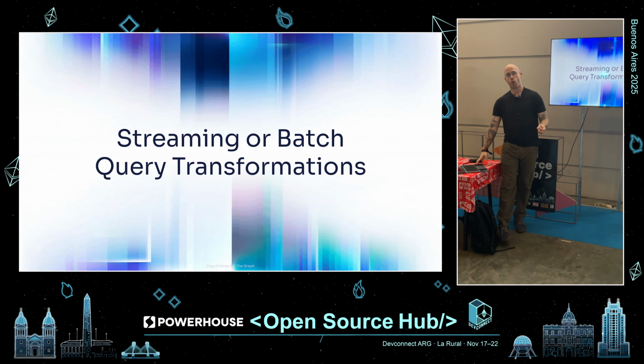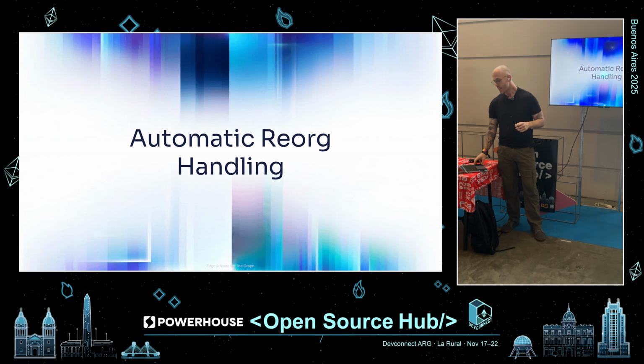You can do streaming or you can do batch queries, and there's transformations at either time. And that really unlocks a lot of flexibility. If you want to have your database have storage that has undergone transformations, that's huge. Or if you just want to do those transformations at query time, it's very flexible depending on your data needs. It has automatic reorg handling. If anyone here has gone through a chain reorg, that's not fun. AMP handles that for you.